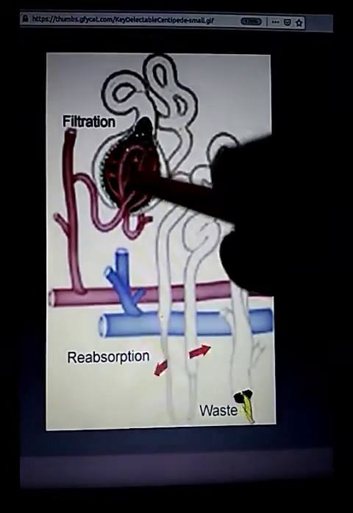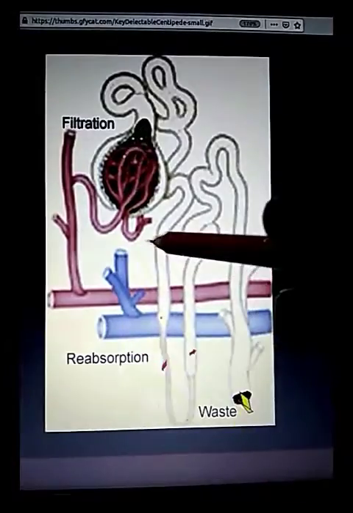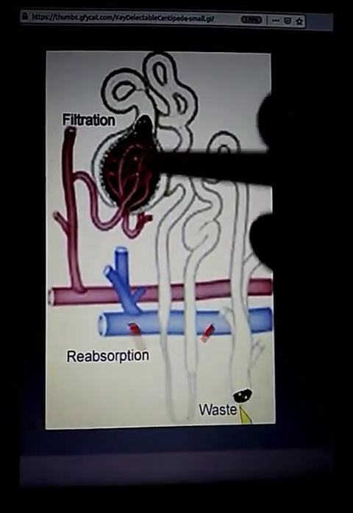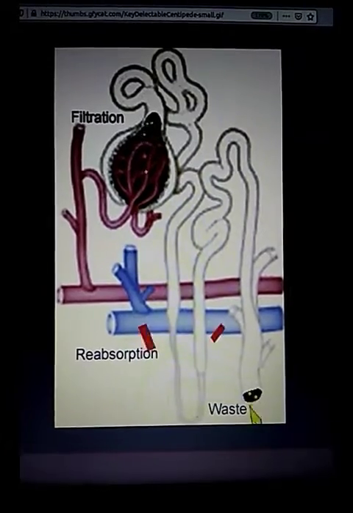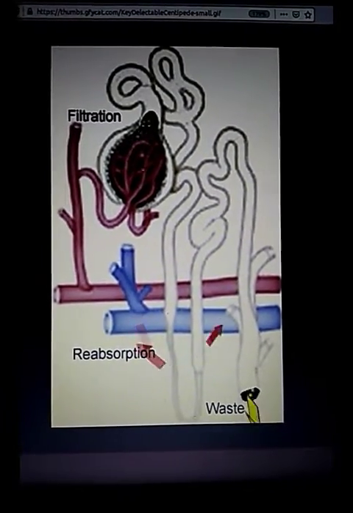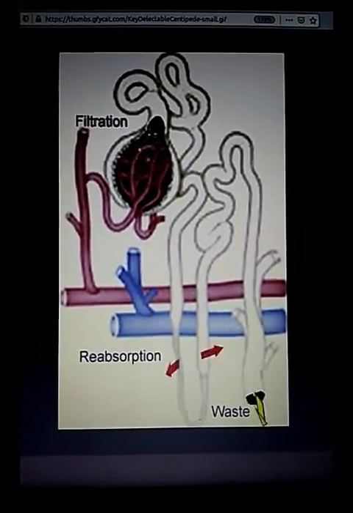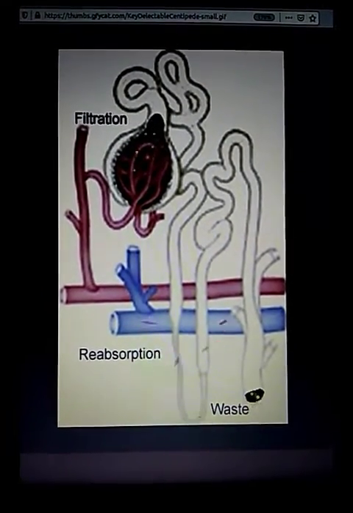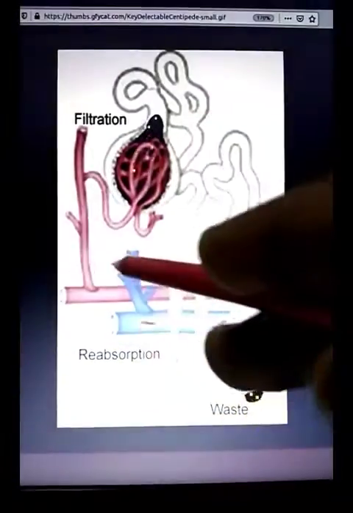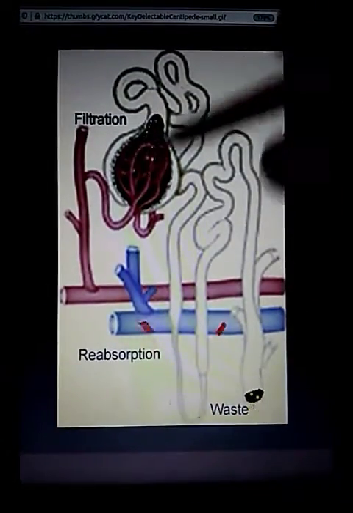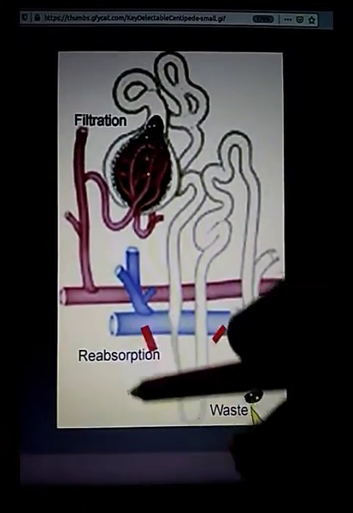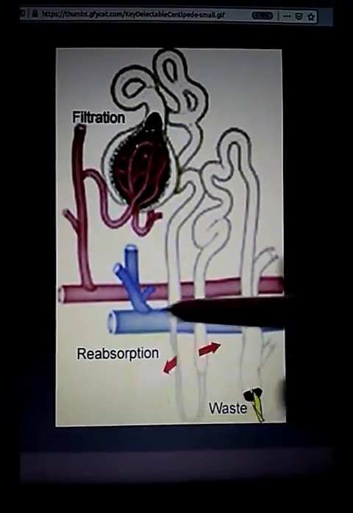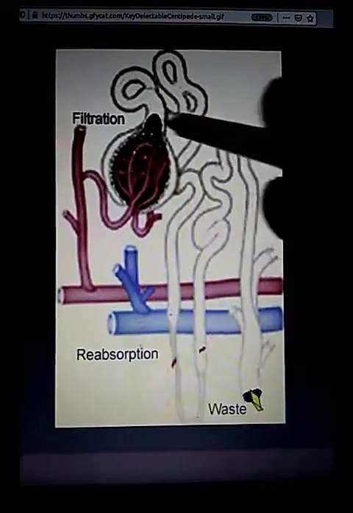Bowman's capsule, PCT and DCT portions lie in the cortex of the kidney. As I have told you in the previous video, the kidney can be divided into two regions. The denser region is known as the cortex, which is the outer one, while the inner one is known as the medulla. So this is the cortical region, and the region containing Henle's loop is the medullary region.